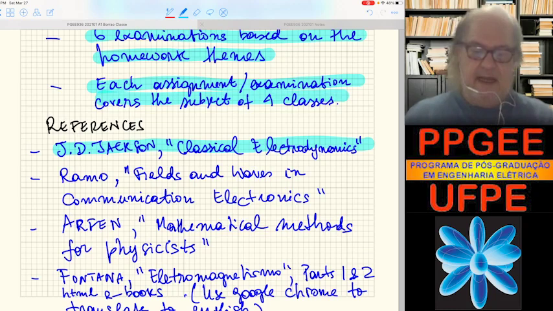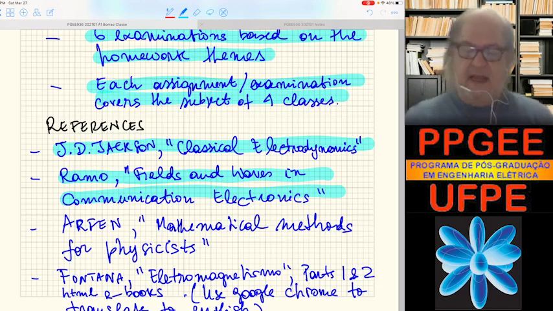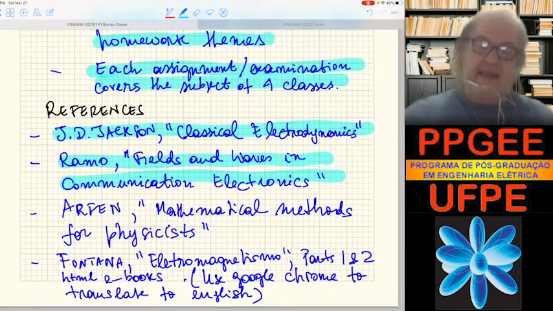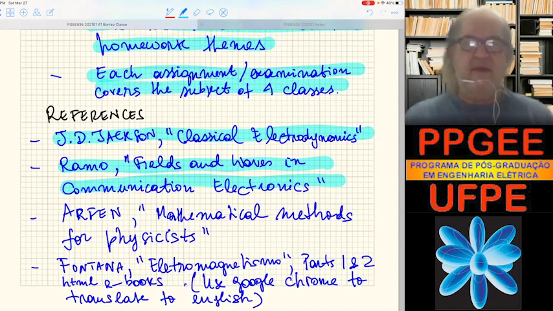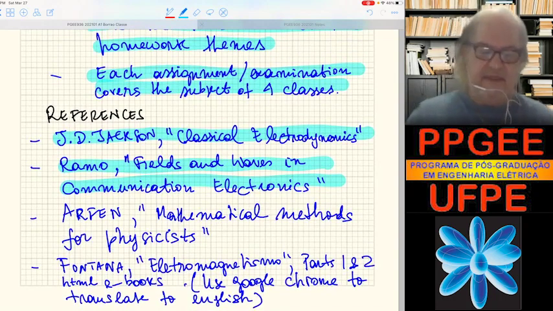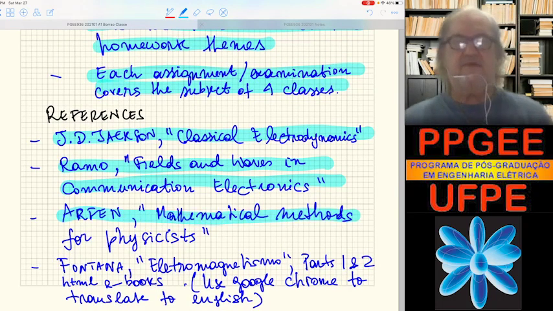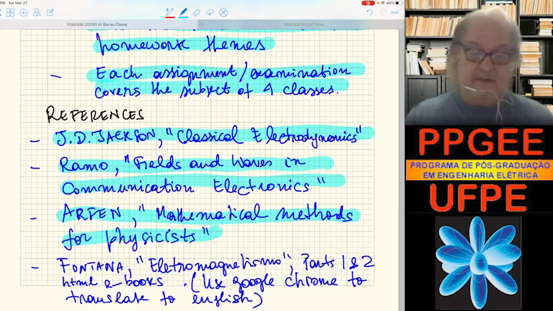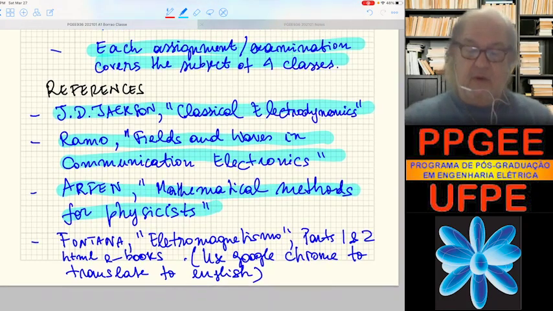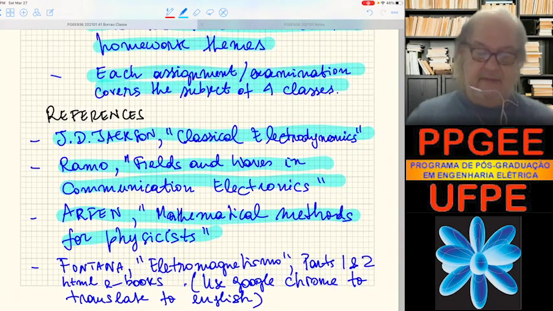Also, an important material is the book of Ramo, Whinnery, and Van Duzer, which is called Fields and Waves in Communication Electronics. For the mathematical tools that we employ, we have an important reference, which is the book of Arfken, called Mathematical Methods for Physicists. Okay? And also we have our own ebook, which you can find on the webpage.